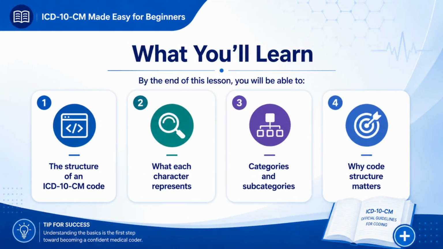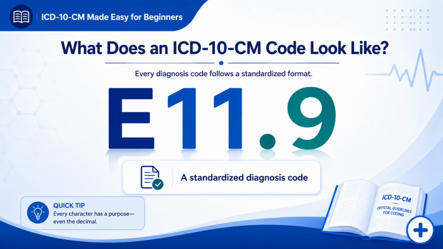In this lesson, we'll explore what an ICD-10-CM code looks like, what each character means, and how categories and subcategories work together. We'll also discuss why code structure matters, review some common beginner mistakes, and finish with a quick knowledge check to reinforce what you've learned. Let's begin with a simple example.